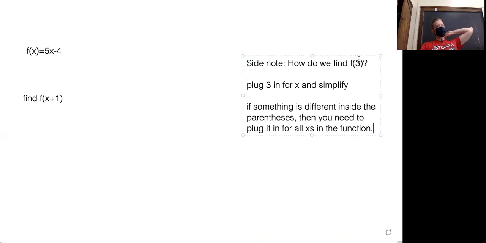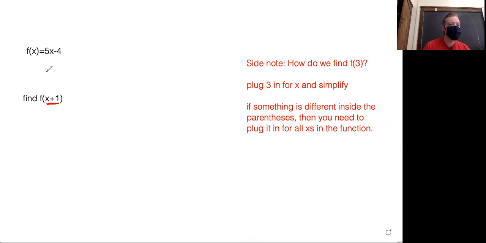Anytime that the thing inside of parentheses, whether that is a number or a variable or a combination of numbers and variables, anytime that that is different than x, we need to replace all of the x's in our function with whatever we have inside. So in this problem, notice I have replaced the x inside the parentheses, not with a single number, but with an expression, x plus 1.